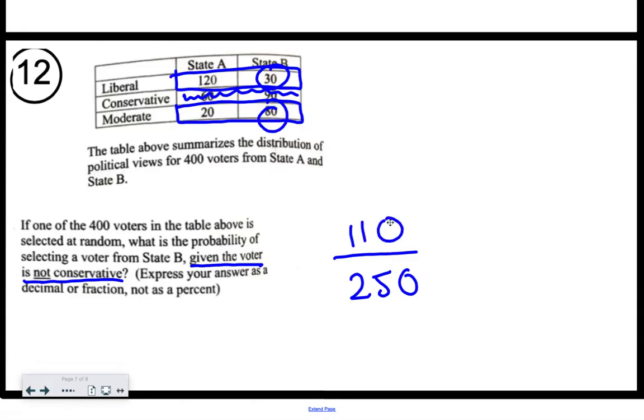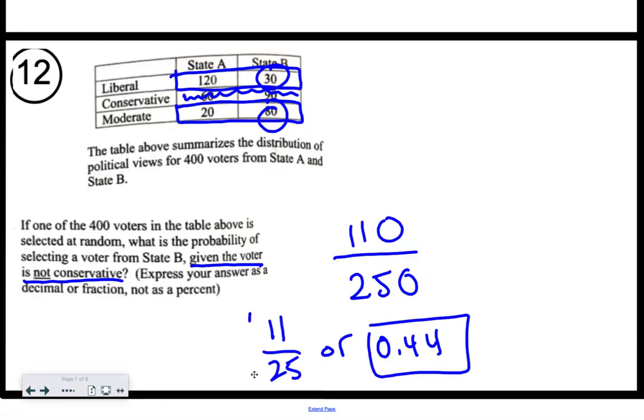So we get 11 over 25, which is reduced. So we have 11 over 25, or that is going to be 0.44. So again, either answer is fine. We have enough characters to fit both because we get 5 characters. All right, so look for the word given, or look for them to be very clear that they're narrowing it down to one of the rows or columns.